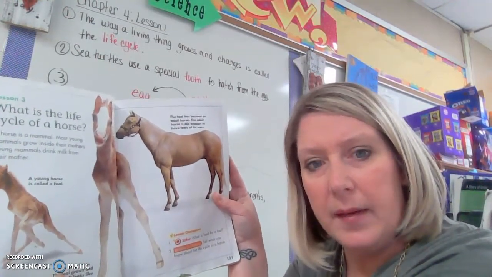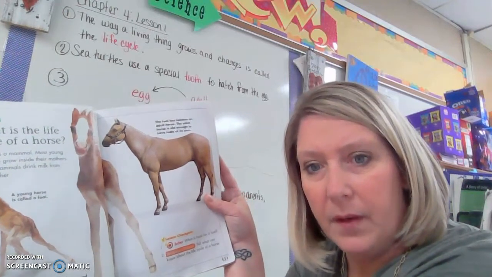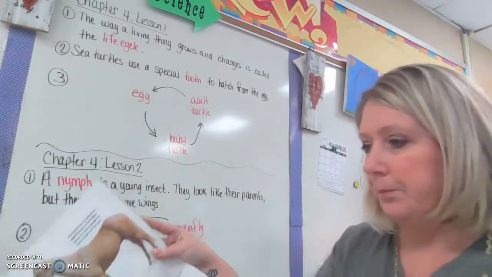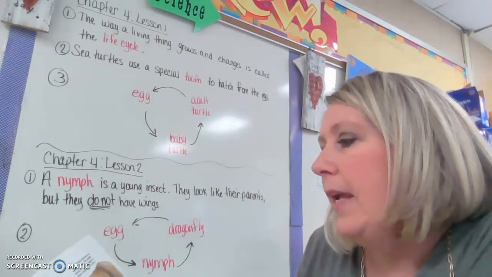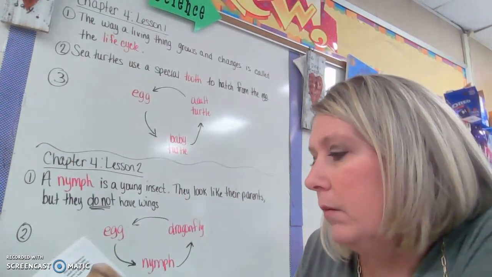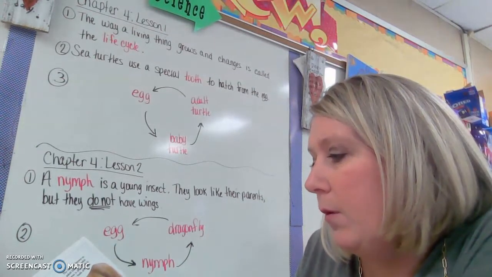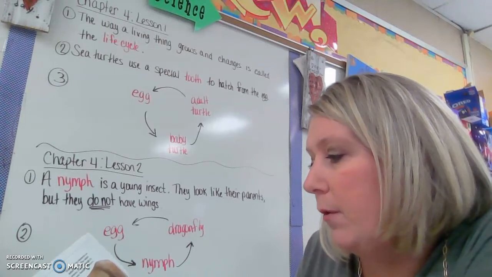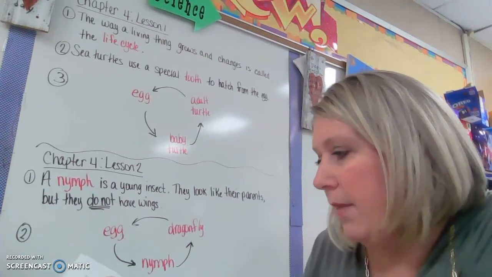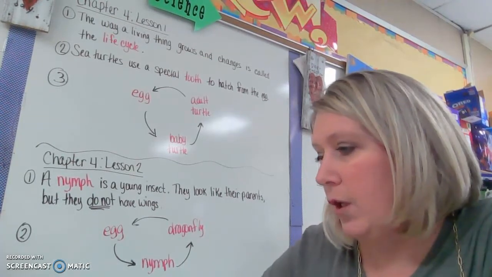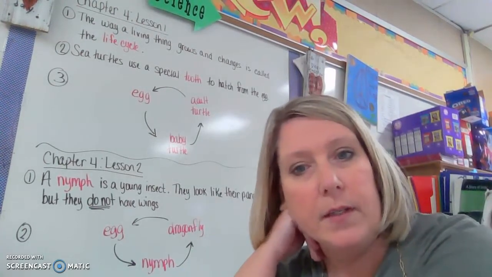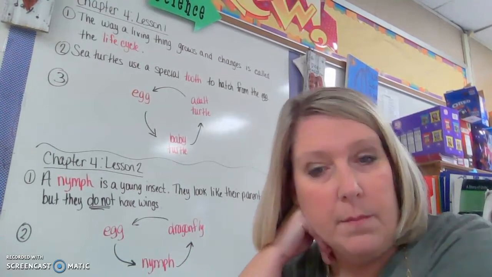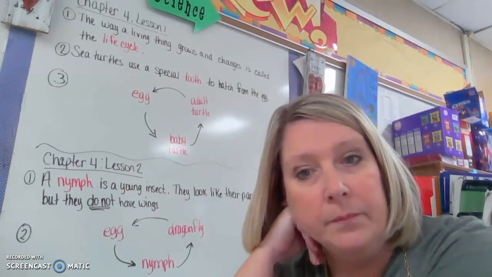So let's go back to the beginning and read the one paragraph that we have. Okay, and then I'm going to ask some review questions. A horse is a mammal. Most young mammals grow inside their mothers. Young mammals drink milk from their mother. Okay, so let me ask you a couple of questions. And I may even ask some questions from back here. Okay.